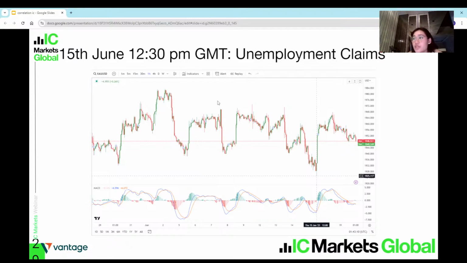Okay, so this trading strategy of using news events and correlation works better on shorter time frames. So maybe your 30-minute and maybe even 15-minute, but we normally won't go below 15-minute because it tends to get a bit noisier on those time frames.